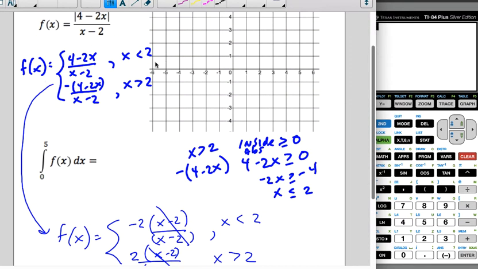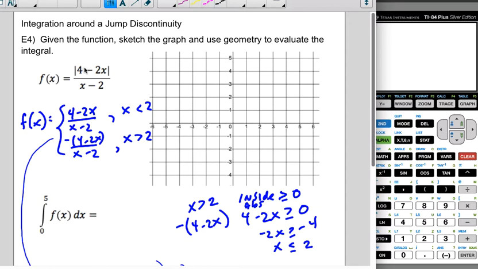If you tried plugging in 0, you get the absolute value of 4 over negative 2, which is a negative 2. If you try plugging in, let's say 10, you get the absolute value of negative 16, which is a positive 16, over an 8, so you get a positive 2. So basically, this is what's happening. The graph looks like this until 2, and then after 2, it looks like this.